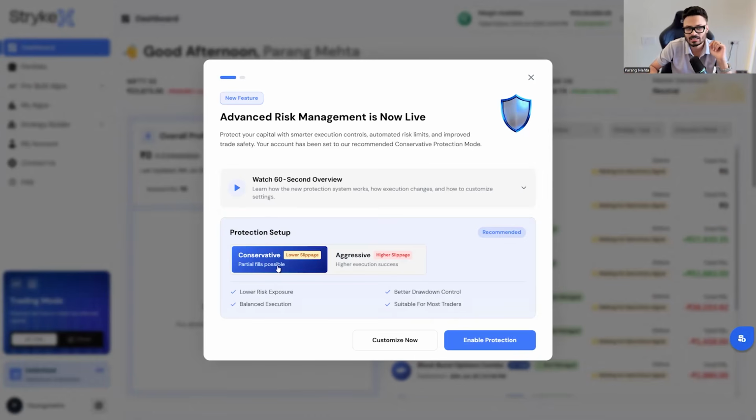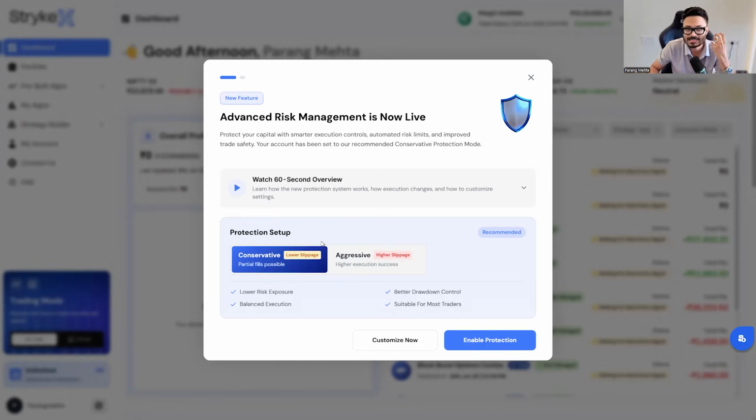So the first thing that I addressed was the slippage reduction. Now you can have conservative or aggressive mode as a default account level setup, meaning that if you want certain strategies to be aggressive and certain strategies to be conservative in their execution approach, you can go ahead with that also.